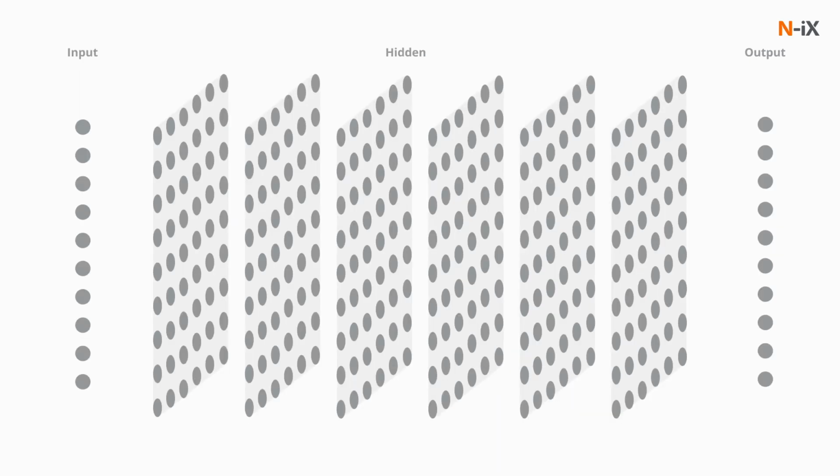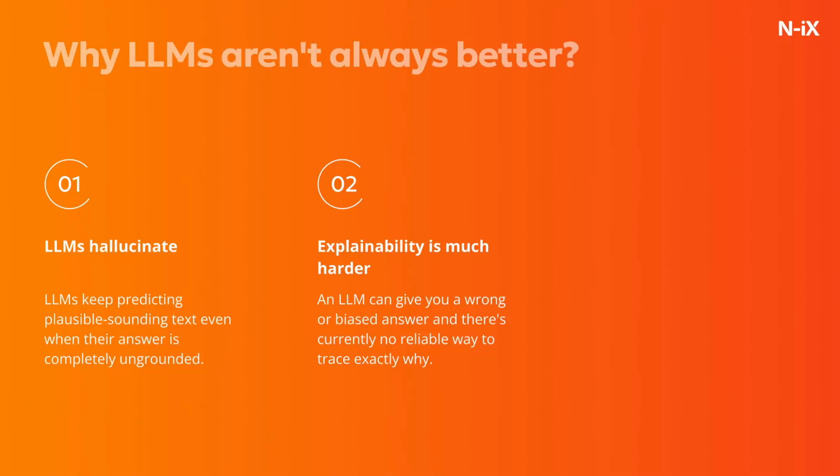In an LLM, meaning is distributed across thousands of neurons simultaneously, with no single neuron responsible for a single concept. So the concept of spam isn't stored anywhere specific. It's an emergent pattern spread across an enormous web of interactions between neurons. This is called the black box problem, and it's one of the most serious open challenges in AI. An LLM can give you a wrong or biased answer, and there's currently no reliable way to trace exactly why.